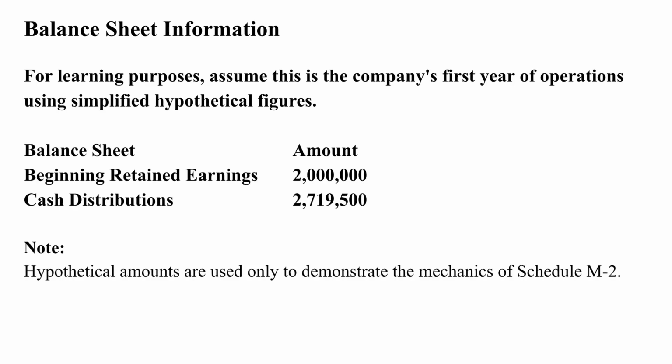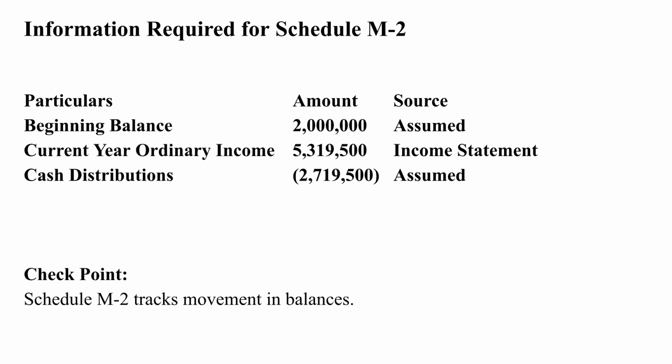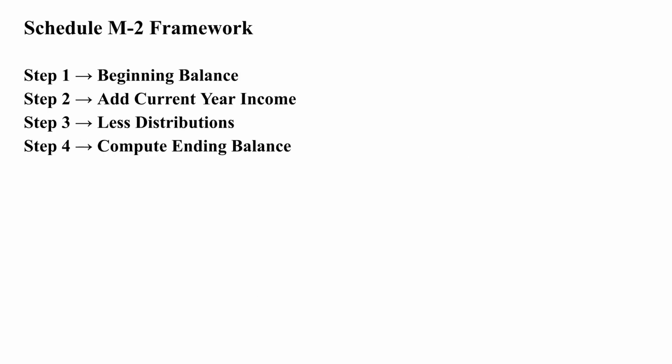For learning purposes, we're using simplified hypothetical balances. These assumptions help us focus on understanding the mechanics of Schedule M2. Before preparing Schedule M2, we gather beginning balances, current year income, and distribution information. These become our inputs. Schedule M2 follows a simple 4-step framework. Beginning balance, add income, less distributions, and compute the ending balance.